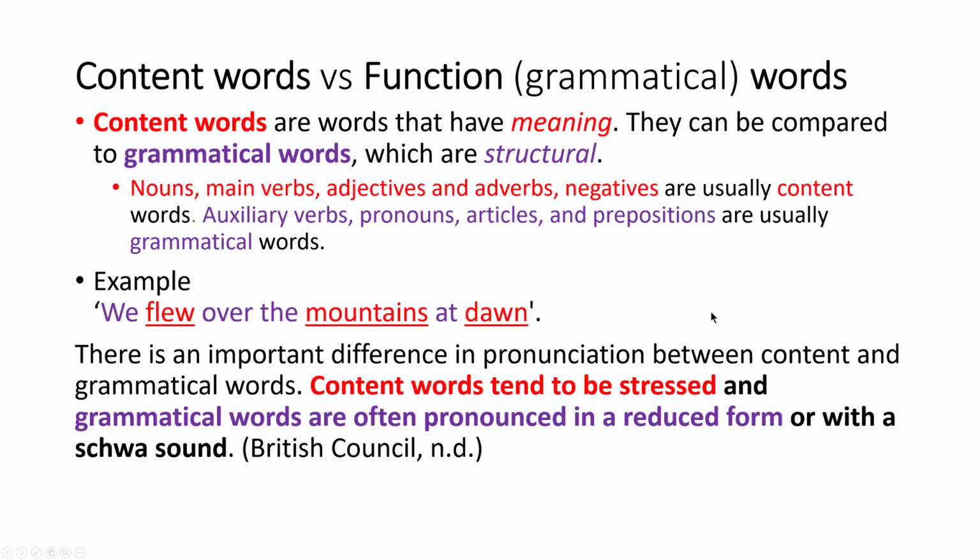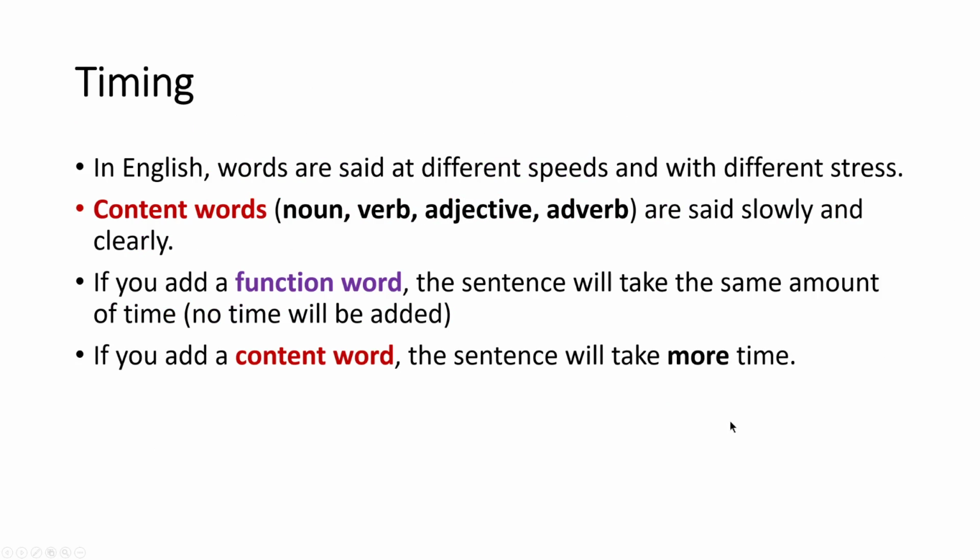So the difference in pronunciation between content and function words, grammatical words. Content words tend to be stressed, and grammatical words are often pronounced in a reduced form, right, or with a schwa sound. So, timing. In English, words are said at different speeds and with different stresses.